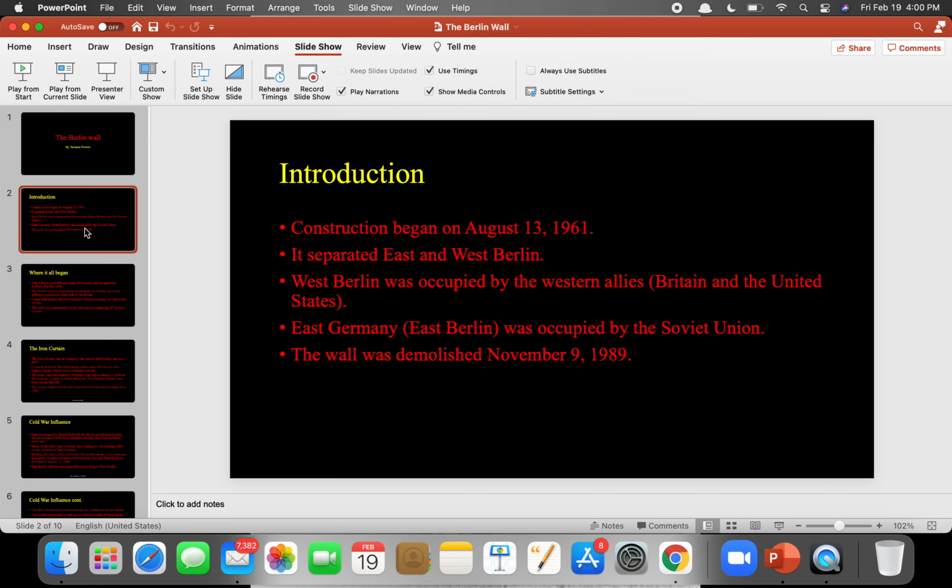It separated East and West Berlin. West Berlin was occupied by the Western Allies, which were Britain and the United States. East Germany, also known as East Berlin, was occupied by the Soviet Union. This wall was demolished on November 9, 1989.